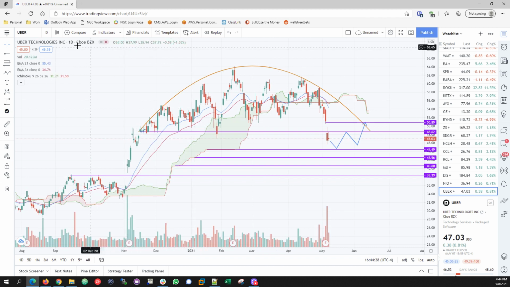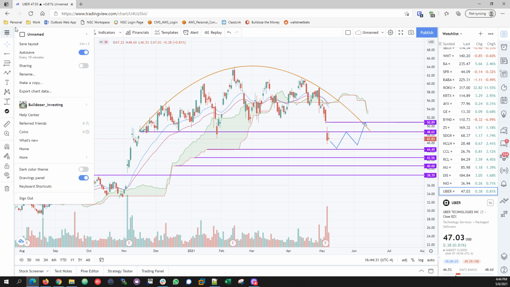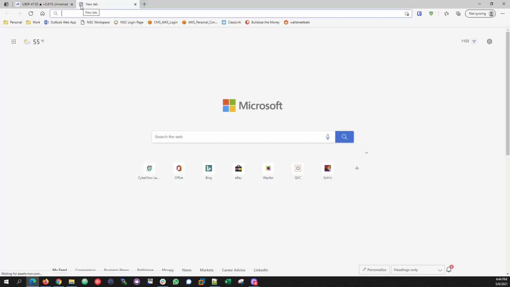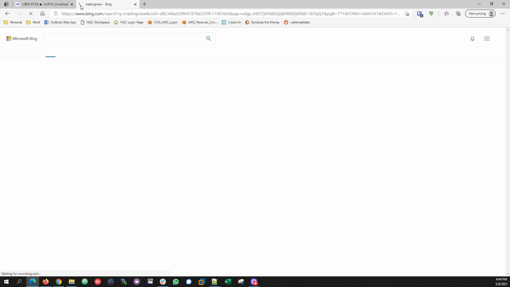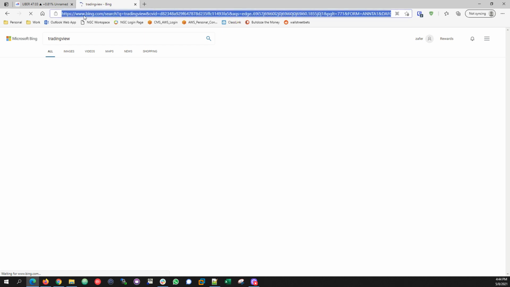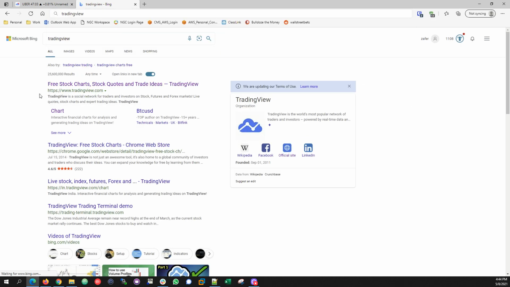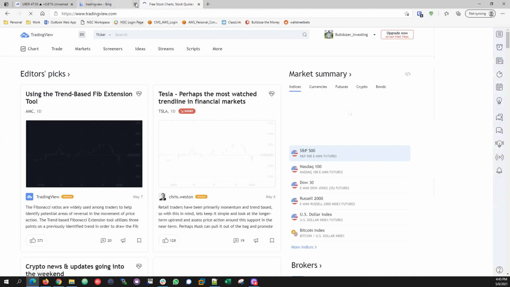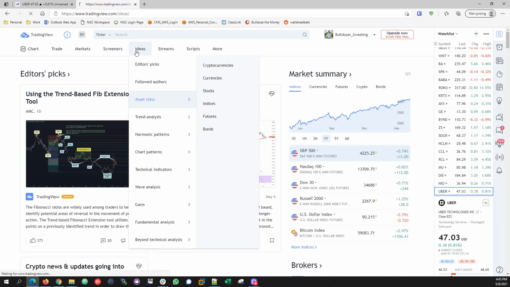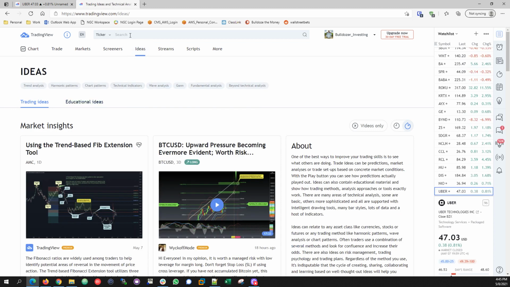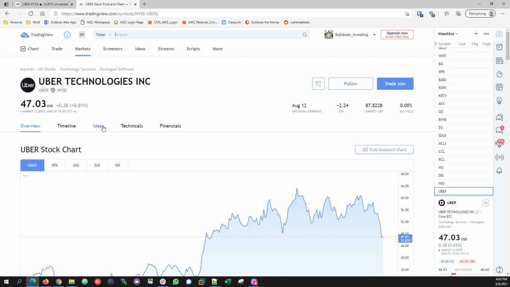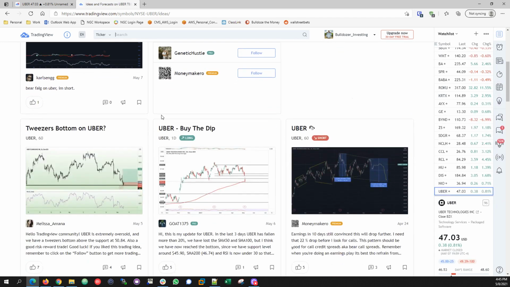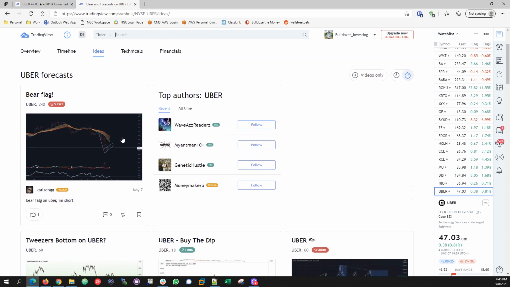And sometimes TradingView also has this community. I don't know how to get there. One second. I think you can go to tradingview.com, I hate Bing. You see how slow it is? There you go. Wow, that was slow. Okay. So tradingview.com, you can go there. You can also look at ideas of other people. You have to search, let's say Uber, right? You just reviewed Uber. And you can click on ideas, and you can see other people giving their takes.